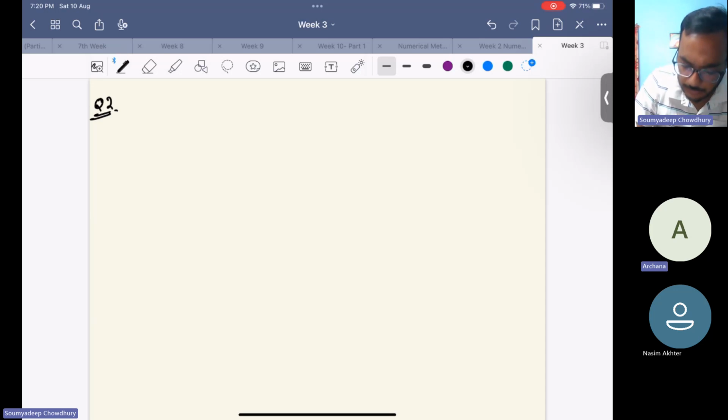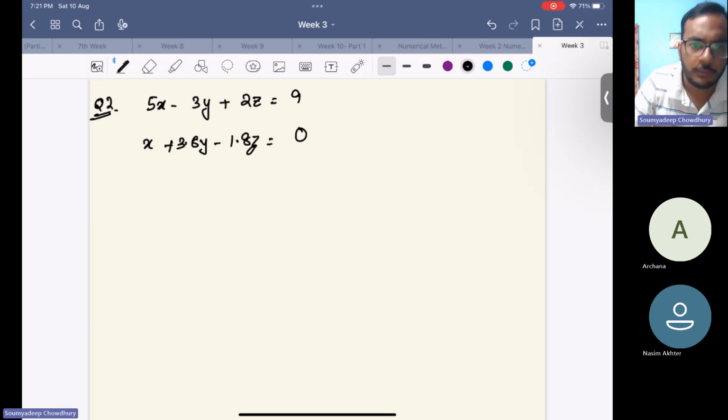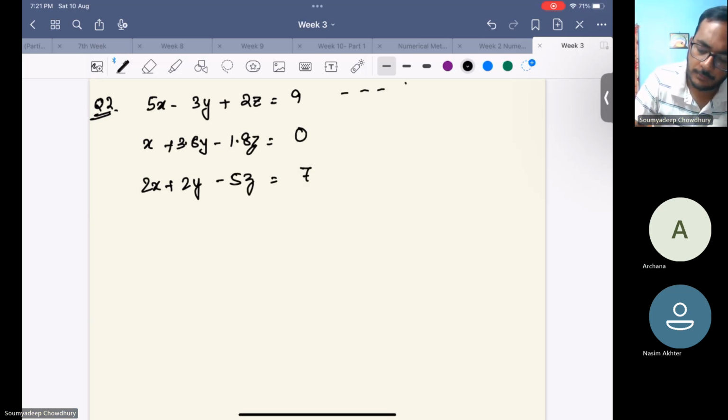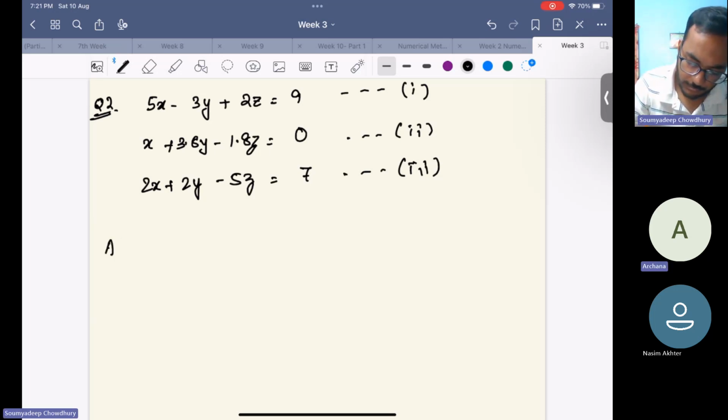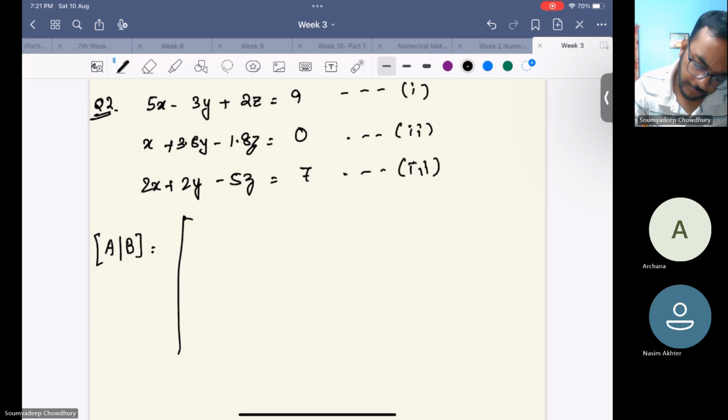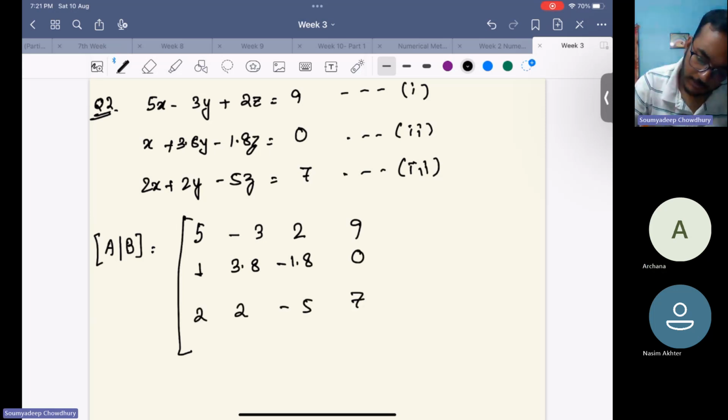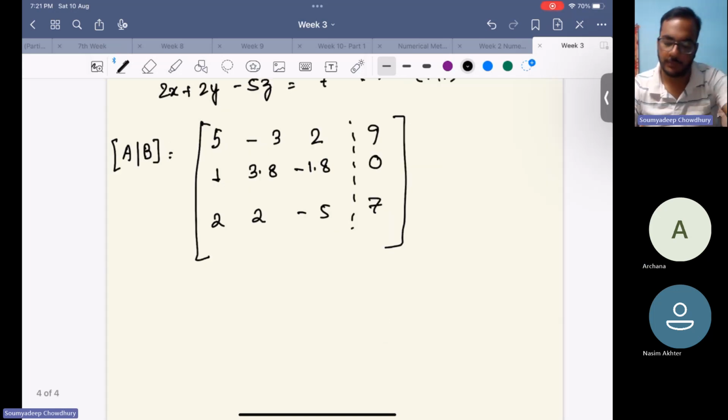I'll write down the equations first. 5x minus 3y plus 2z equals 9. x plus 3.8y minus 1.8z equals 0. 2x plus 2y minus 5z equals 7. First, second, third. So first, you have to form the augmented matrix, right? Yes, sir. So [A|B] is 5, minus 3, 2, 9; 1, 3.8, minus 1.8, 0; 2, 2, minus 5, 7. This is clear, right? Yes, sir.